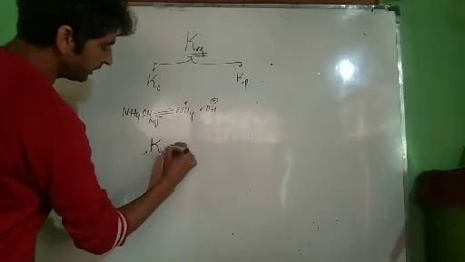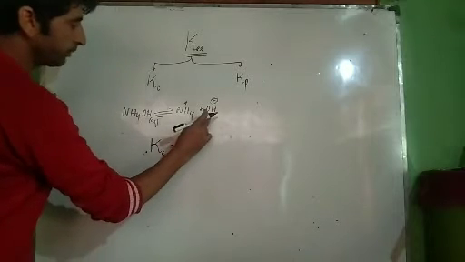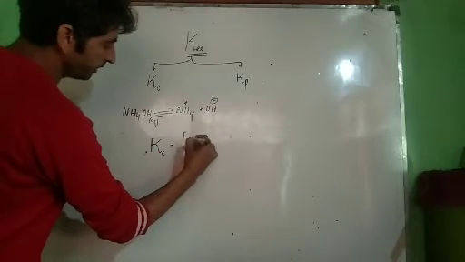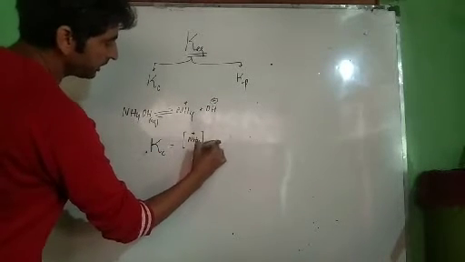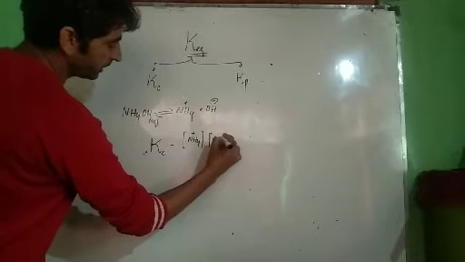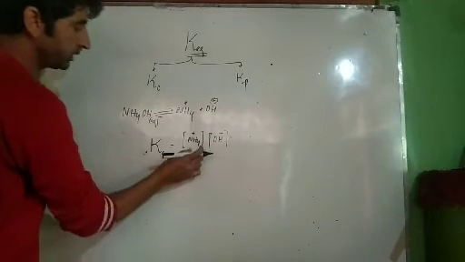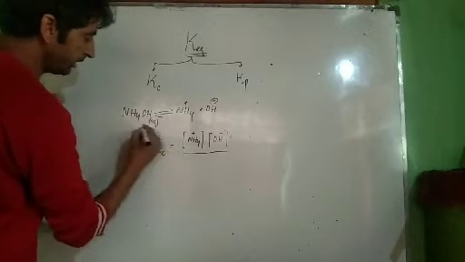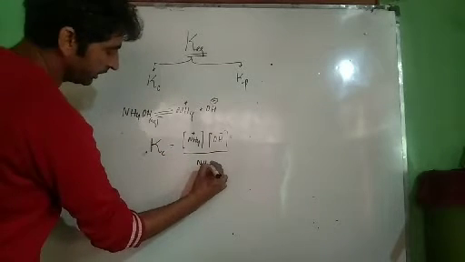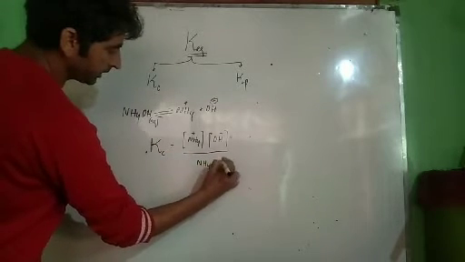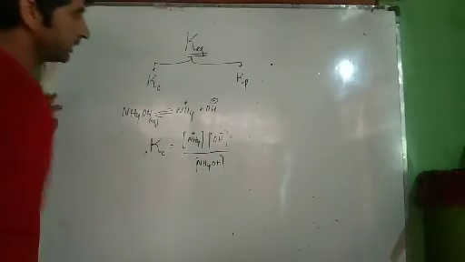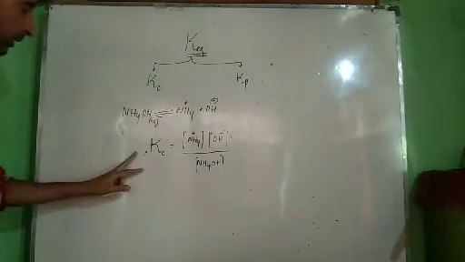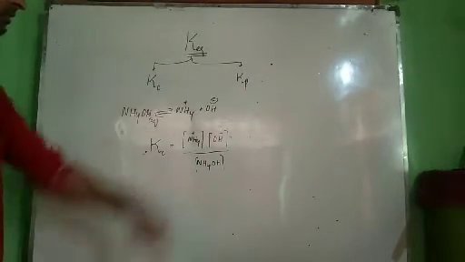Equilibrium constant Kc will be equal to concentration of products, that is concentration of ammonium ion, into concentration of another product, that's concentration of hydroxyl ion, divided by concentration of reactants. This will be Kc for this reaction. We cannot write Kp for this reaction because Kp is written for those reactions which involve a gaseous species.